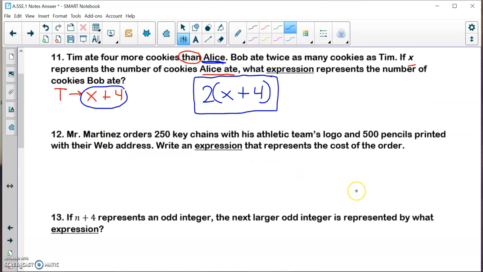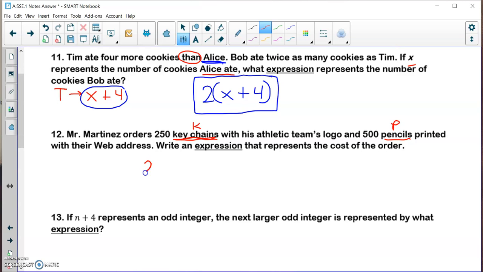Number 12, Mr. Martinez orders 250 keychains with his athletic team's logo and 500 pencils printed with their web address. We want to write the expression that represents the cost of the order. Now, it does not say whether the keychains or the pencils cost the same, so we are going to assume that they do not. I'm going to represent the cost of a keychain being K and the cost of a pencil being P. If you use different variables, that's completely okay, but please do not make keychains and pencils the same variable because we do not know that they cost the same. They might cost differently. So using different variables means that they had a different cost.